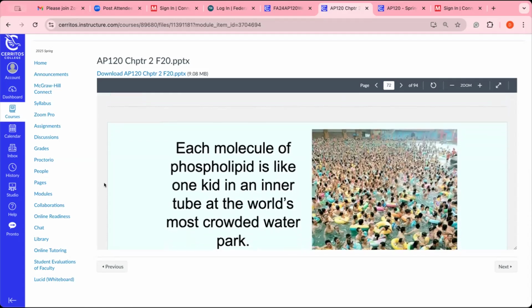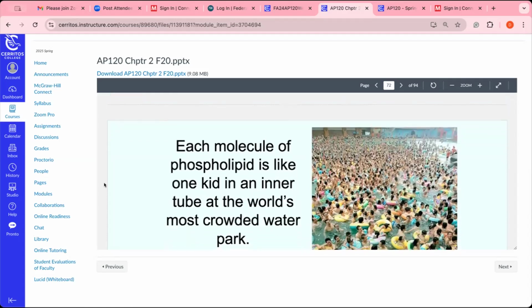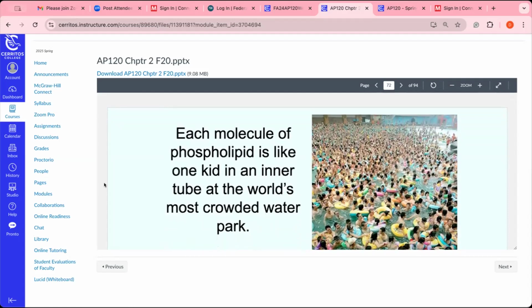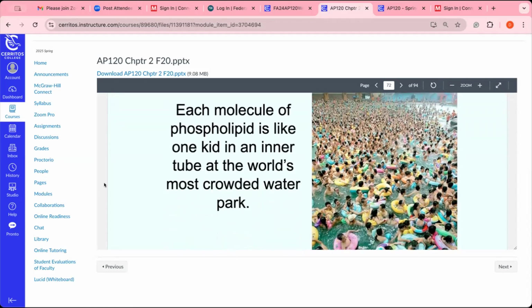Each molecule of phospholipid is like one kid in an inner tube at the world's most crowded water park. So if you get too many phospholipids, you don't really get anywhere because it's too crowded.